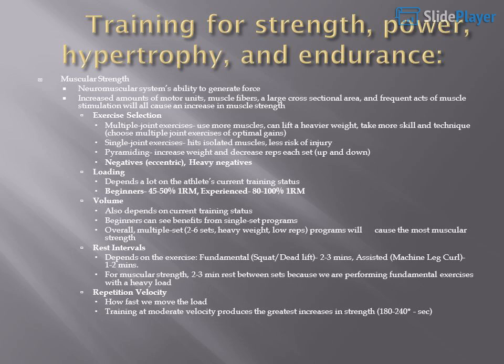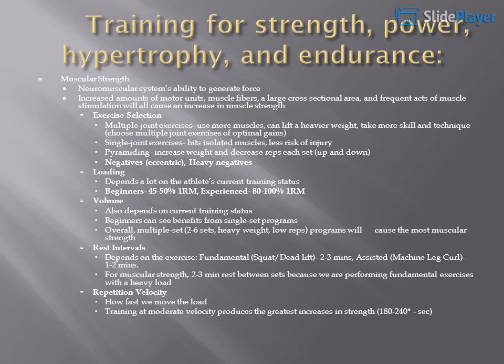Single joint exercises hit isolated muscles, with less risk of injury. Pyramiding. Increase weight and decrease reps each set, up and down. Negatives, eccentric, heavy negatives. Loading. Depends a lot on the athlete's current training status. Beginners 45 to 50% 1 RM, experienced 80 to 100% 1 RM.